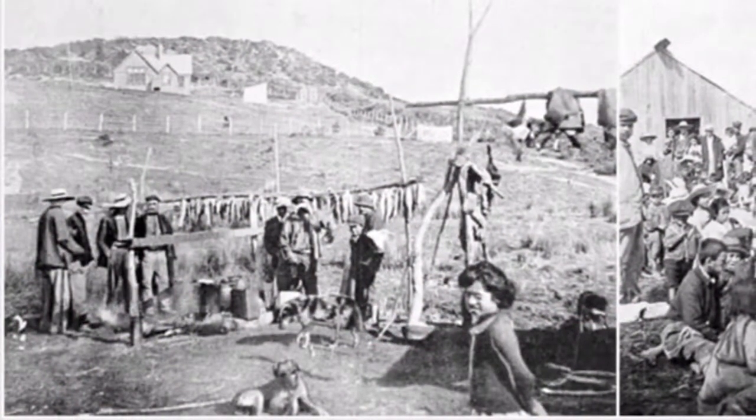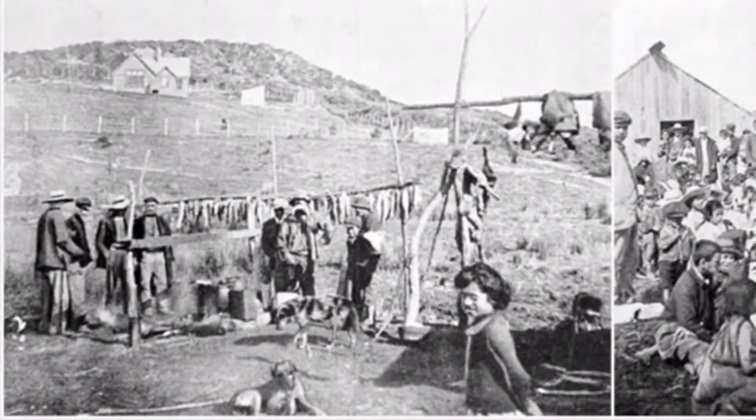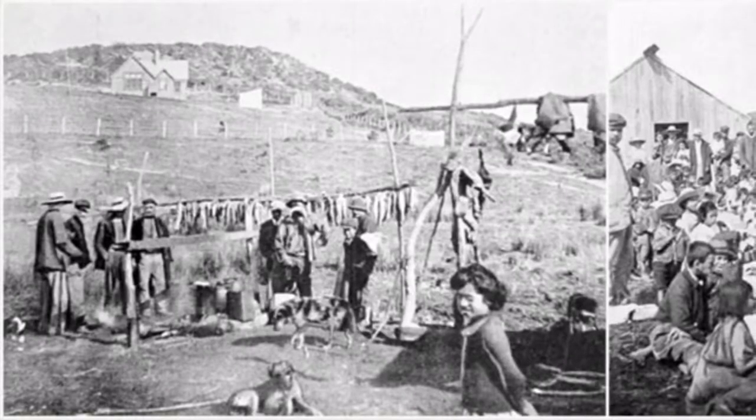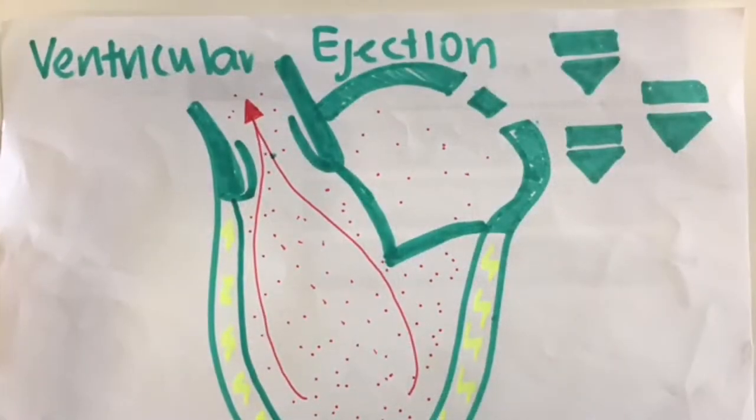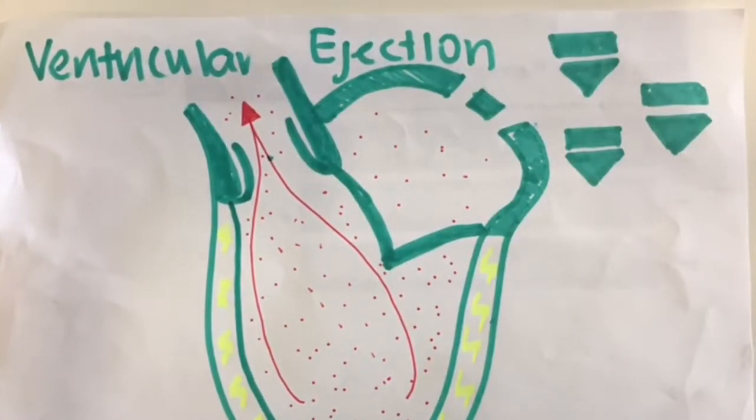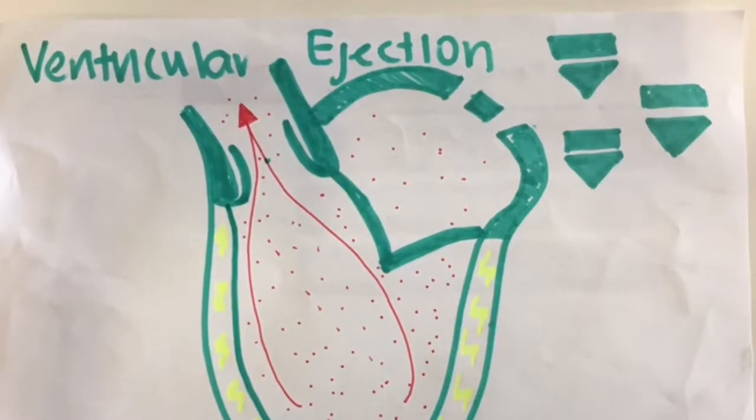The next phase is atrial contraction. Atrial contraction occurs from SA node depolarization. This causes the muscles of the atrial walls to contract and push blood into the ventricle.